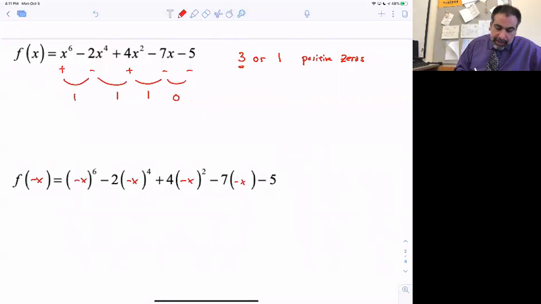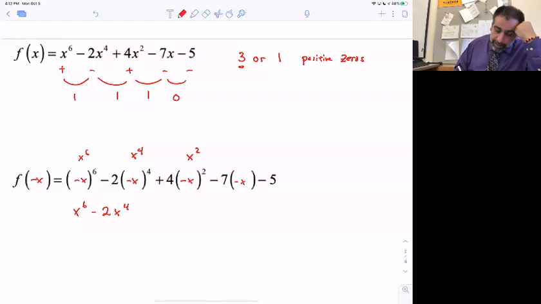Again, this is negative x to the 6th. That's going to just be x to the 6th when we do that out, so I'll carry that down. In this case, we got negative x raised to the 4th. That will be just x to the 4th, but it's times a negative 2 out in front, so negative 2x to the 4th. In this case, we've got a negative x squared. That's going to end up being just positive x squared because all of these have even powers, so we're going to have plus x squared.